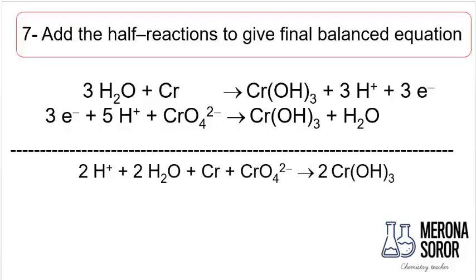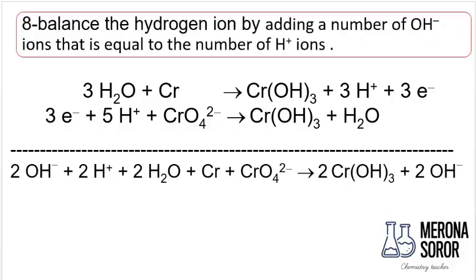So we have to balance the hydrogen ions by adding a number of OH ions that is equal to the number of hydrogen ions in this equation. In the net equation, we must add hydroxide ions equal to the number of hydrogen ions existing in the equation. In the net equation, we have only 2 hydrogen ions in the reactants, so we have to put 2 hydroxide ions in the reactants and 2 hydroxide ions in the product to balance this equation in the basic medium.